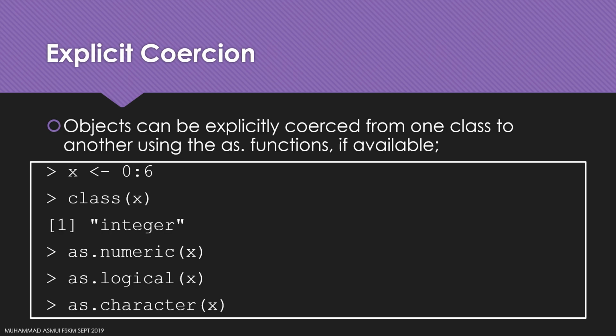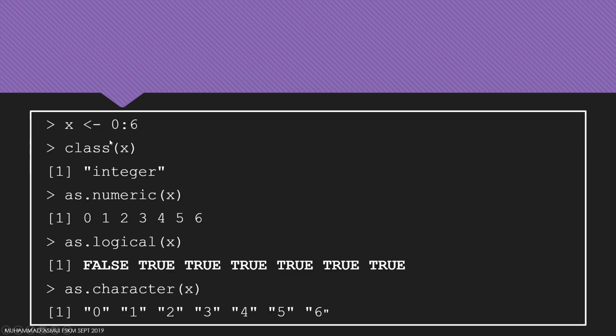But you can also explicitly coerce them from one class to another using the as functions. Suppose that R mistakenly assigns the wrong class to your object, you can change it. As an example here, x is a list from 0 to 6. By default it should be an integer, but you can assign these numbers as numeric, as logical, and as character. As an example here, you get this kind of output if you use as.character.